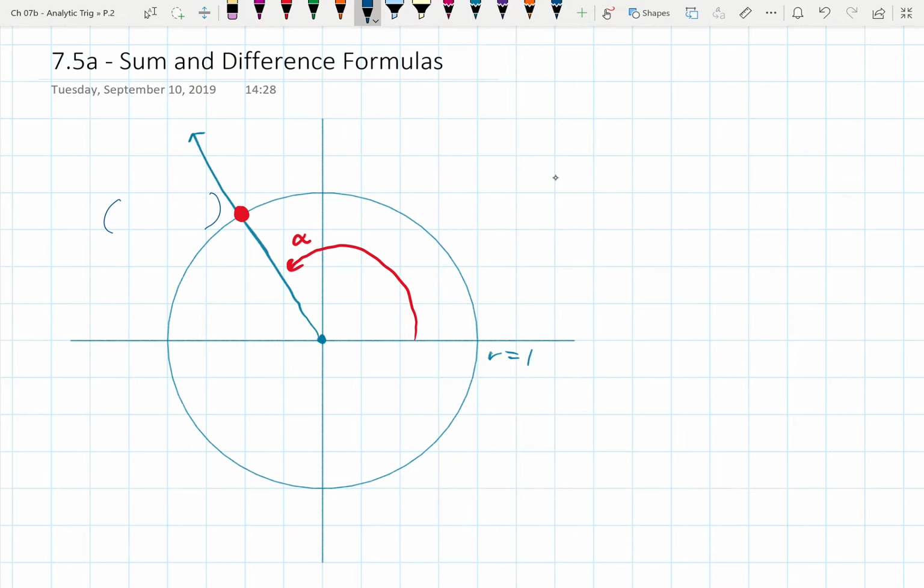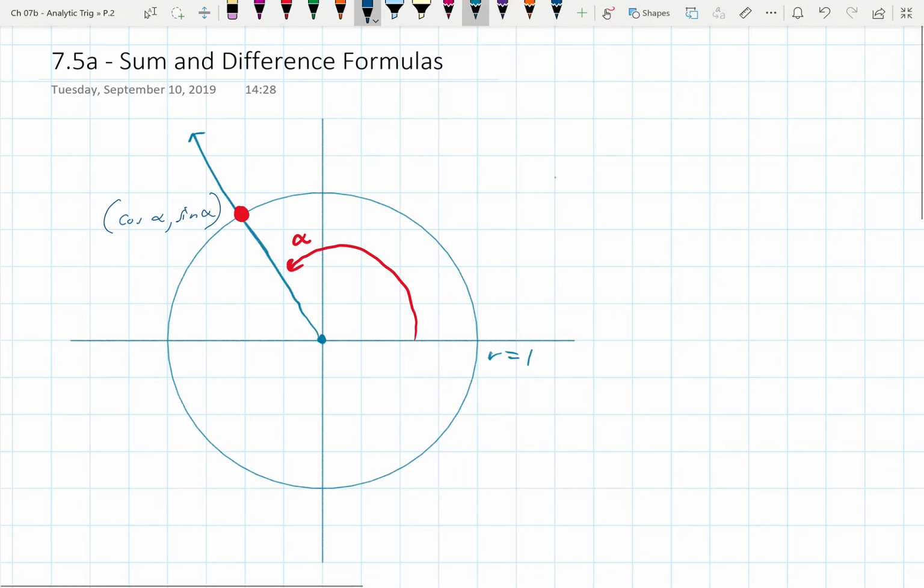Even better, you didn't even have to say negative. If alpha is positioned wherever it is, it will take care of itself, positive or negative. So we're just going to say the cosine of alpha, which means, of course, that the y value is the sine of alpha.